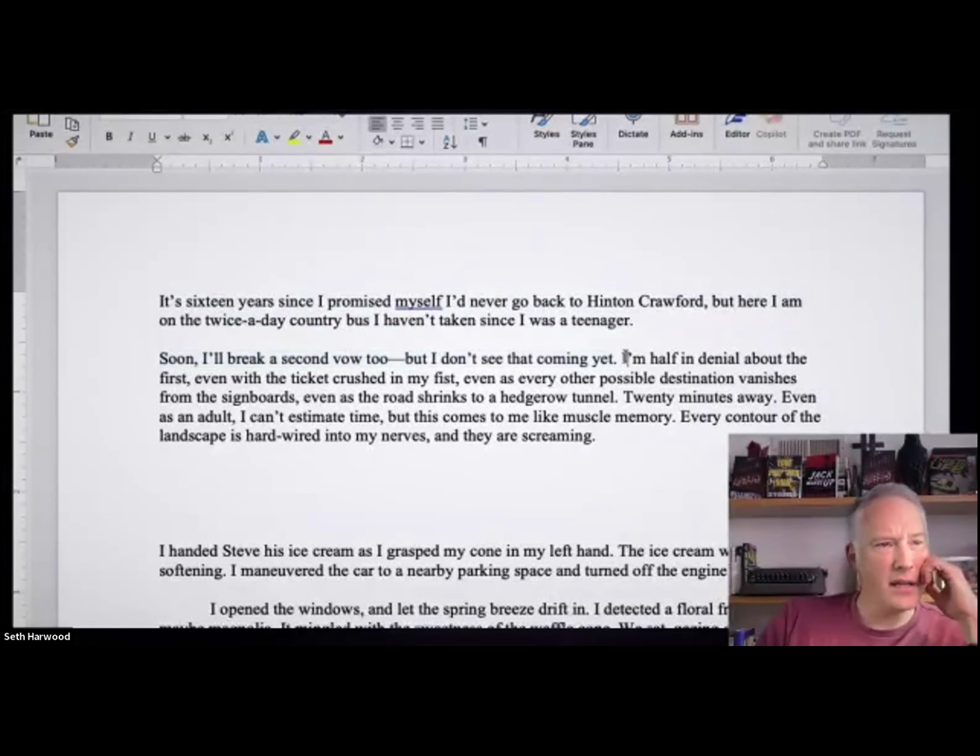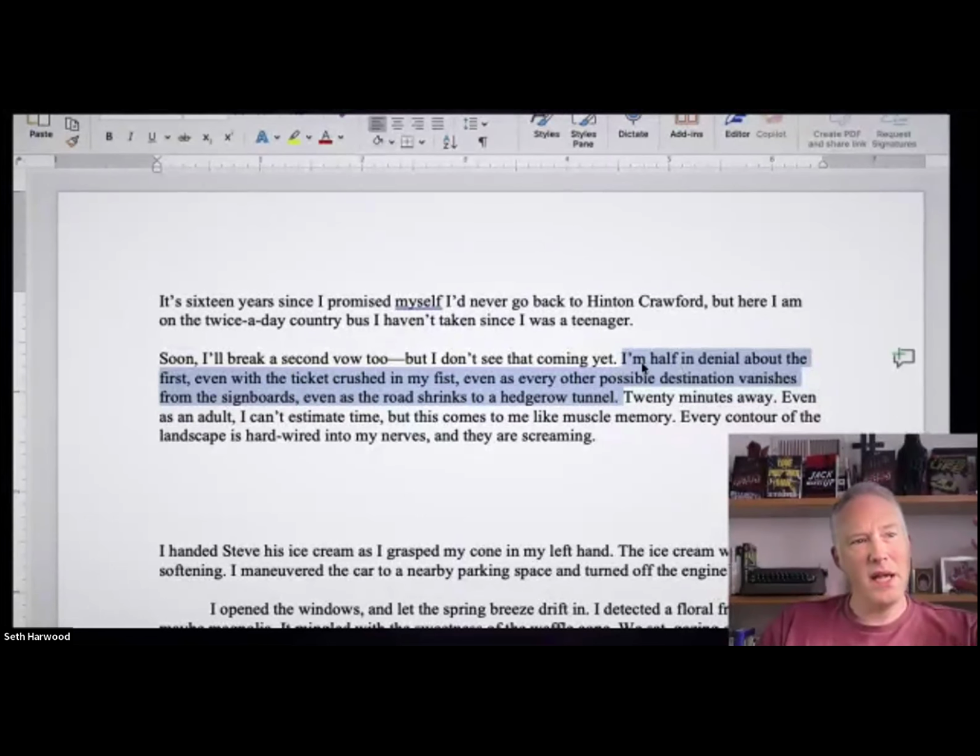"I'm half in denial about the first, even with the ticket crushed in my fist, even as every other possible destination vanishes, even as the road shrinks." So this is still summary. I would say this is summary. Half in denial, I don't know how much time is taking place there. I don't know how much story time that is. And every other possible destination vanishes. This is probably multiple double digit minutes.